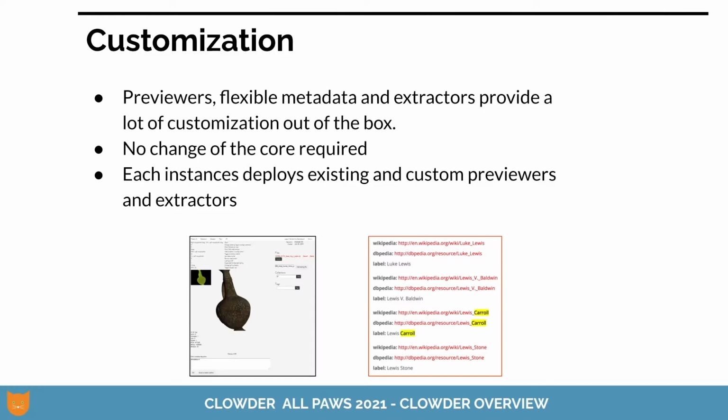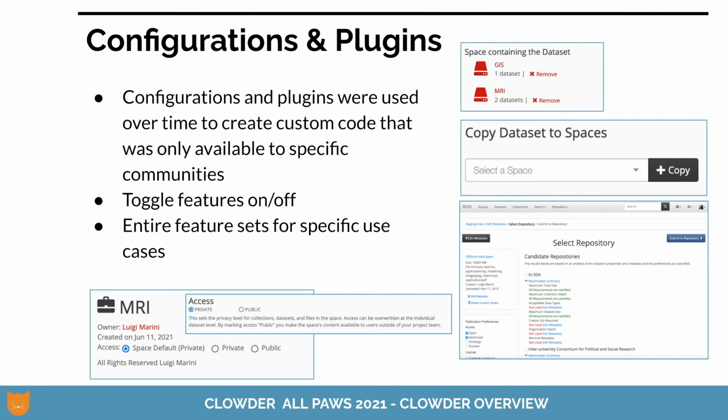Let's briefly talk about customization, as that is one of the core features of the framework. First and foremost, we want to reiterate that rich metadata, custom information previewers, and extractors offer a great amount of customization. No changes to the core of Clowder are required to develop new ones. Since Clowder was developed incrementally over many projects, it offers a variety of functionality that can be enabled and disabled. This means that Clowder instances could look very different. This is all driven by configuration files accessible to the system administrator deploying Clowder.